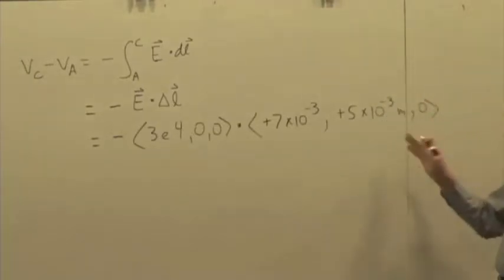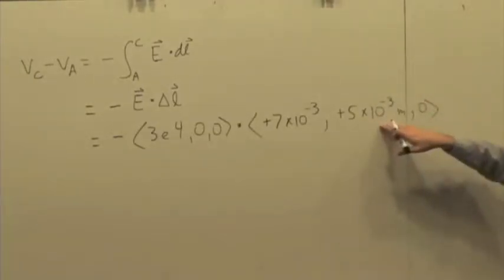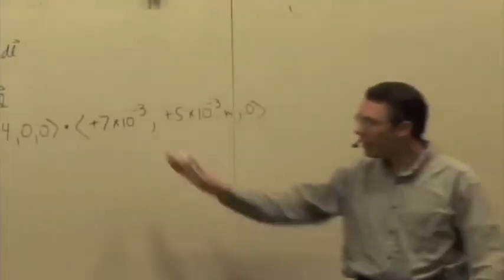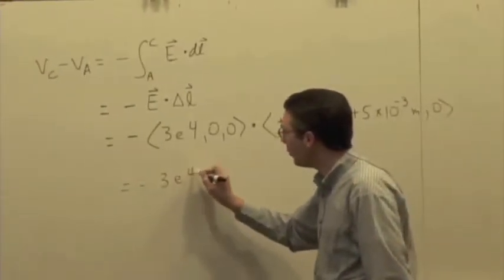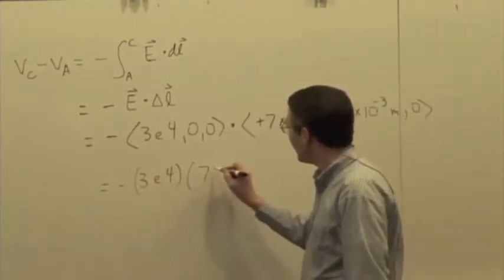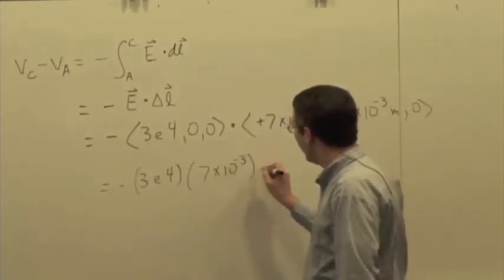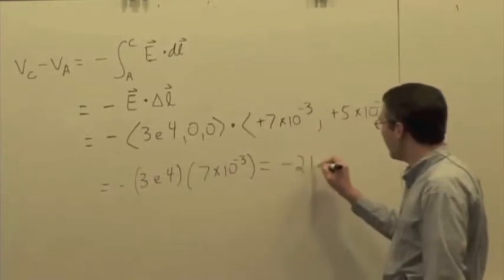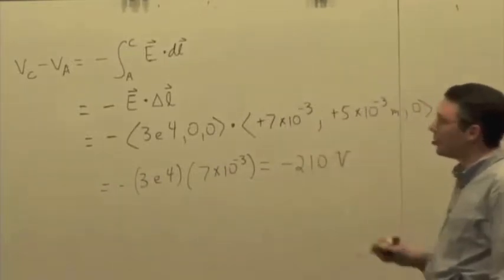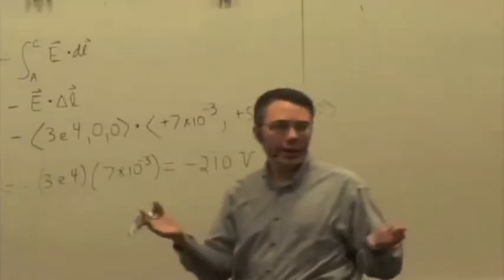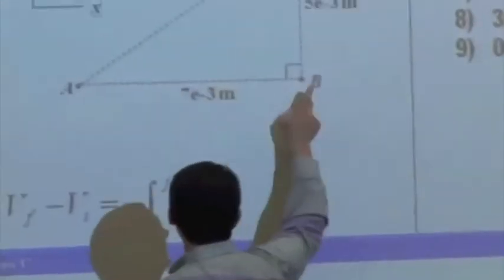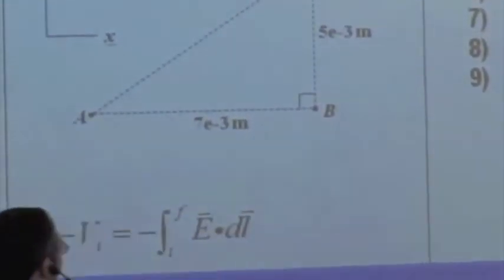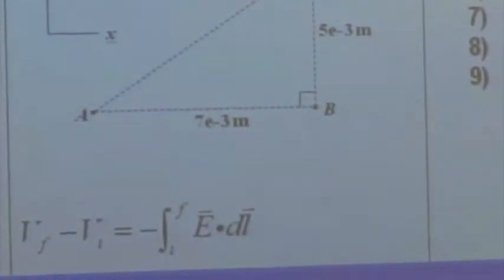When you take the dot product, does the Y component matter? The Y component doesn't matter. Only the X components matter. So we get negative 3 times 10 to the 4th times positive 7 times 10 to the minus 3, and that gives you negative 210 volts. Alternatively, it mathematically works out the same, but you can conceptually think of this as going from A to B, which gives a potential difference of negative 210.